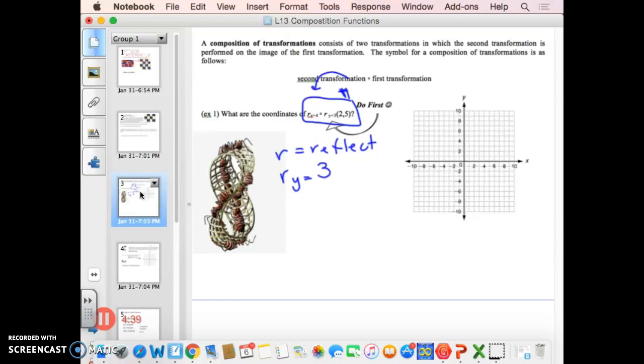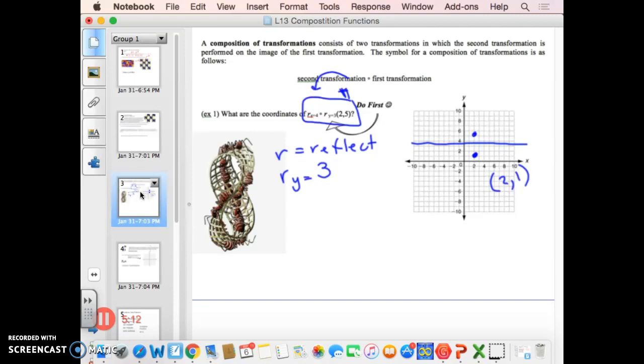So if I have the point (2, 5), which is here, I'm going to reflect across the line y equals 3. Remember, y equals 3 is going to be a horizontal line right here where y equals 3. I'll notice that it's 2 away, so it's going to be 2 away down there. So that's my first transformation. I'm currently at (2, 1).